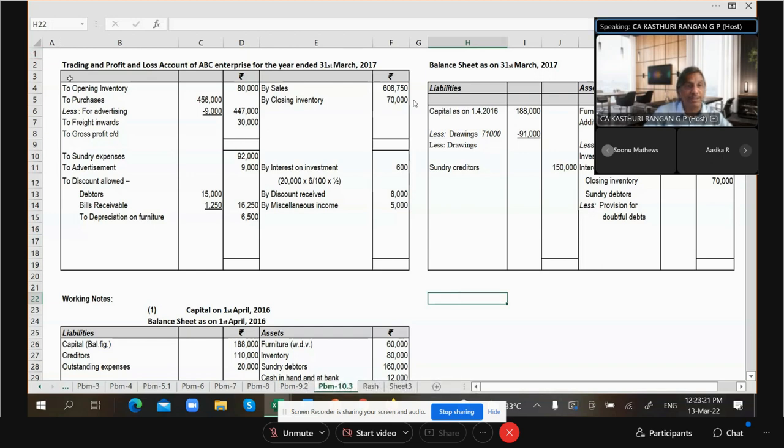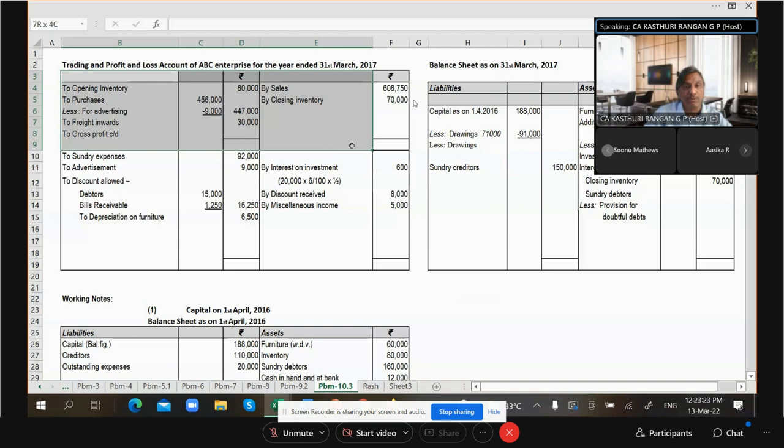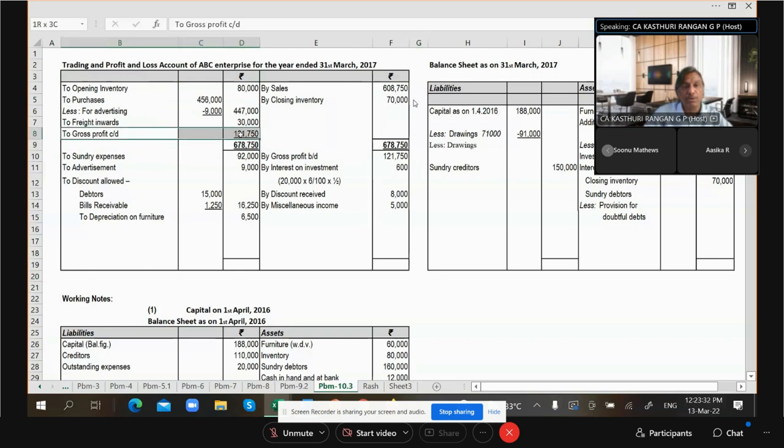Now, we can easily find the gross profit. We have completed that, is it not? So, what is the gross profit? 121,750. That is to be taken to P&L credit by gross profit.